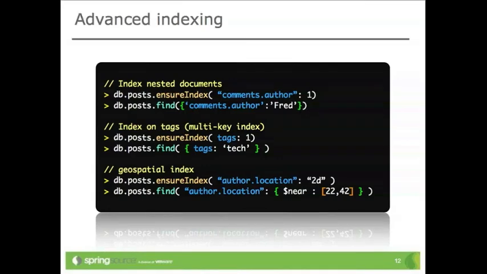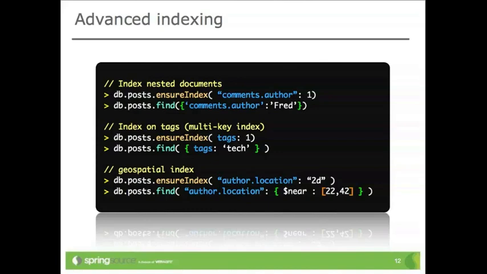So you can actually index on XY coordinates. If I do db.post.ensureIndex author.location and I specify 2D as the index type, what I'm actually doing is creating a geospatial index. One of MongoDB's early adopters was Foursquare, and Foursquare uses MongoDB to store all of their data inside the Foursquare service. And they use geospatial indexing to do all of the check-ins and location queries.